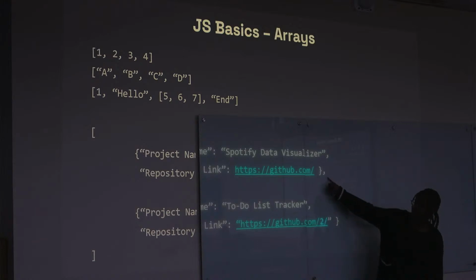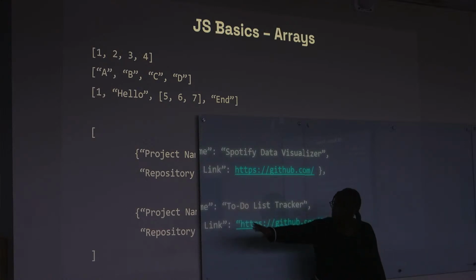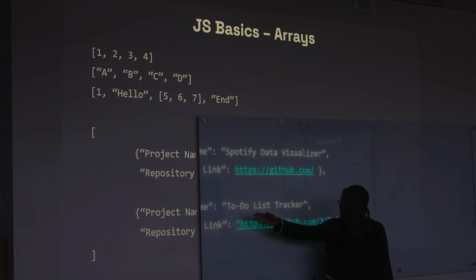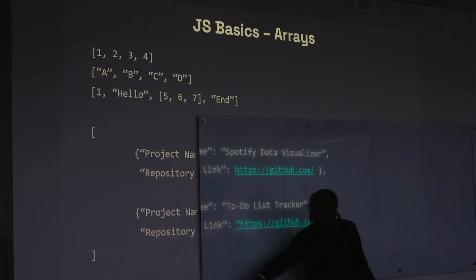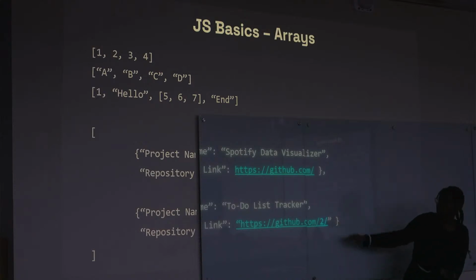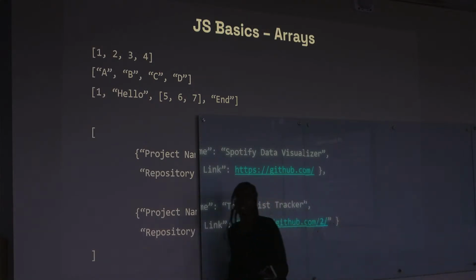We have a comma to indicate that this is the end of this index. And then we have another object right under that, which just has the same key value pairs in it, which is just another project name, in this case like a to-do list tracker project. And then the repository link once again, which is another GitHub link, but like GitHub 2. Super common thing in JavaScript, especially if you're using lots of APIs.